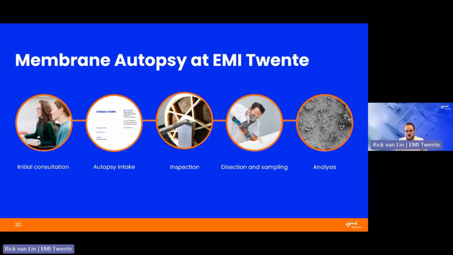So how we typically do a membrane autopsy is we start out with an initial consultation, a short first client contact to identify membrane issues, hypothesize the cause of membrane failure, and understand the pretreatment and filtration process. This is then followed up by an autopsy intake form to identify what the membrane has been exposed to, what to expect during autopsy, and what the cause of the failure might be.